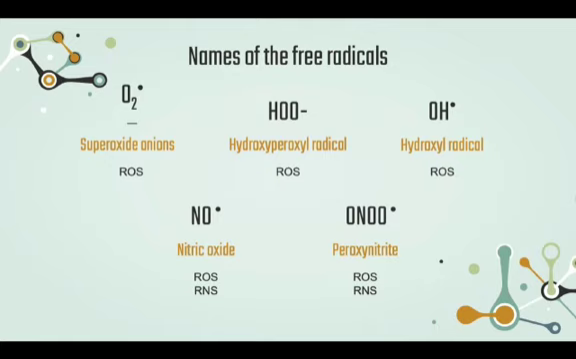Now coming toward the names of the free radicals. The free radicals are represented by a dot, known as a superscripted dot. The free radical names are superoxide anion, peroxyl radical, hydroxyl radical, nitric oxide, and peroxynitrite. These are the free radicals which contain an unpaired electron in the outermost orbit. That's why they are highly reactive. They are ready to pair with another molecule, and that's why they cause damage to another molecule.